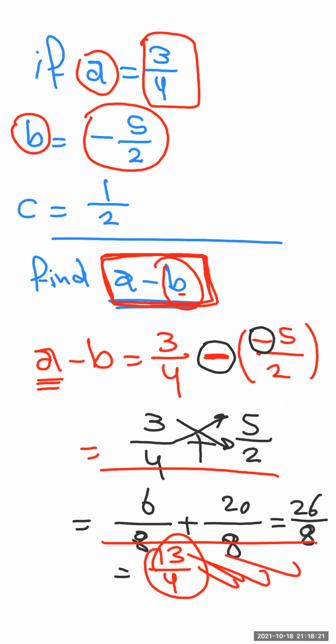Now we will solve the second requirement. Where is C? We didn't mention C in the first requirement. It asked us only for A minus B.